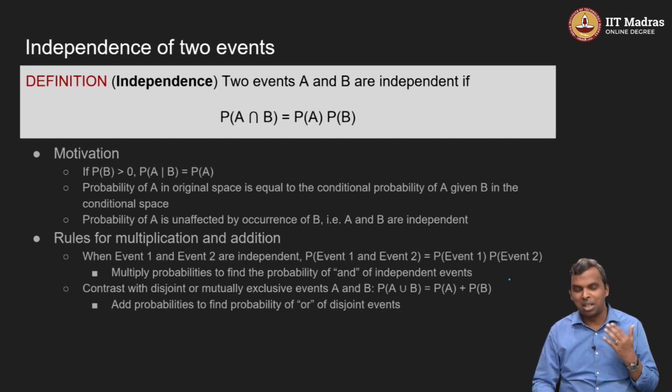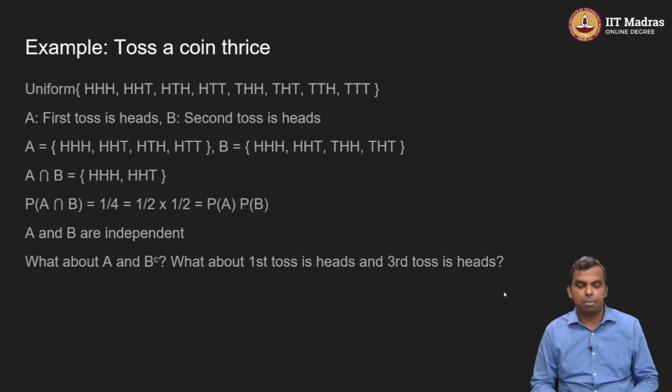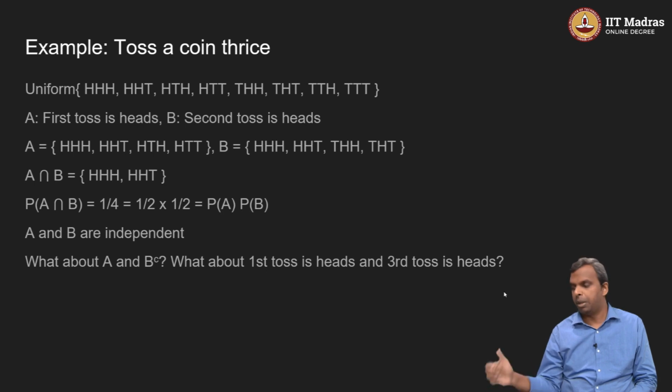So we're going to see a few examples, and I'll point out some pitfalls and places where I've seen students struggle to understand independence. Let's begin with a very simple example. You toss a coin thrice, right? So there's a coin, pick it up, toss once, it comes back, toss second, it shows up, toss third, shows up, you look at the three outcomes.